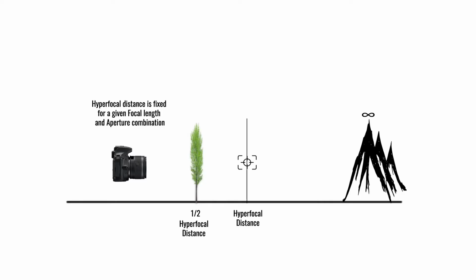Before we continue, I need to introduce another important term, the hyperfocal distance. Hyperfocal distance is the focus distance that makes both the foreground and the background equally sharp. And with the lens focused on the hyperfocal distance, everything from half that distance and all the way to infinity is acceptably sharp.